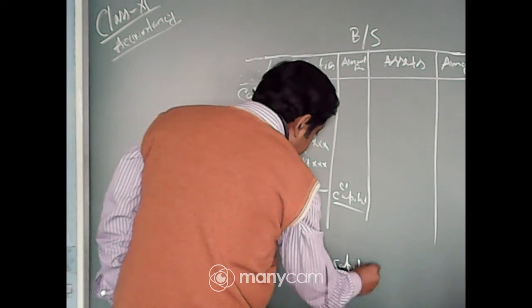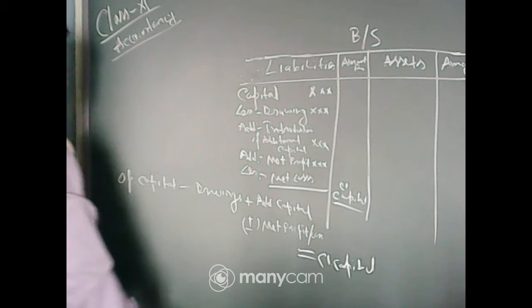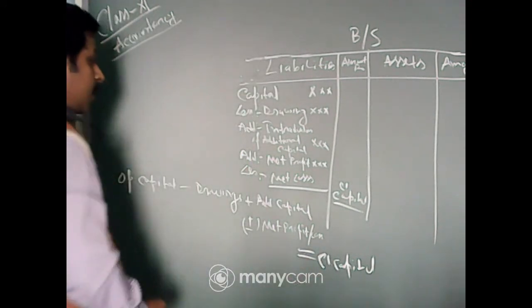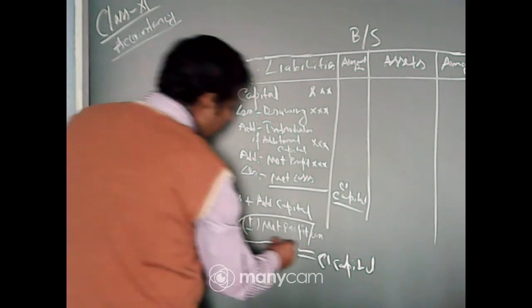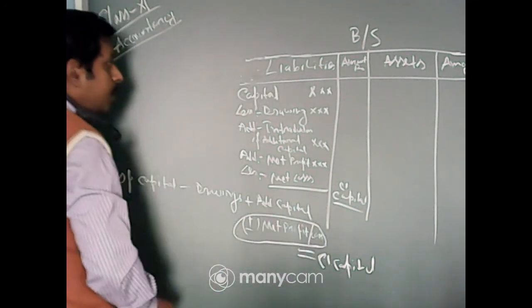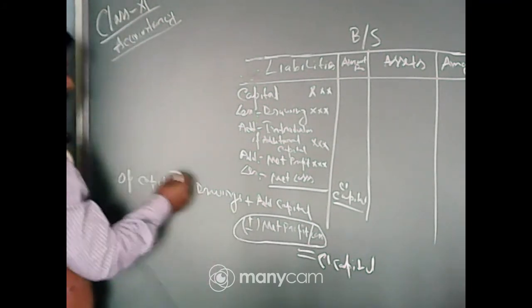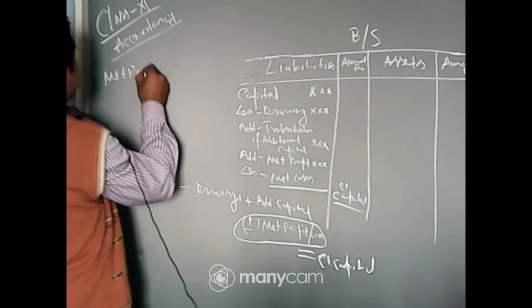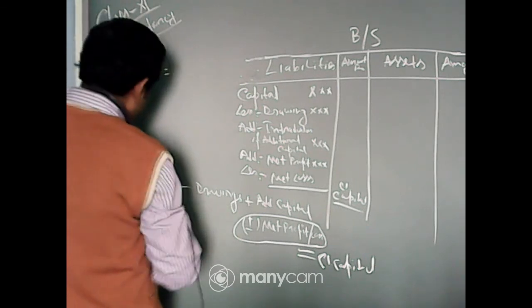Now with this closing capital, you have to reveal the profit or loss of the business. Then what equation will we use? Here I am assuming a net profit. So net profit equals what?